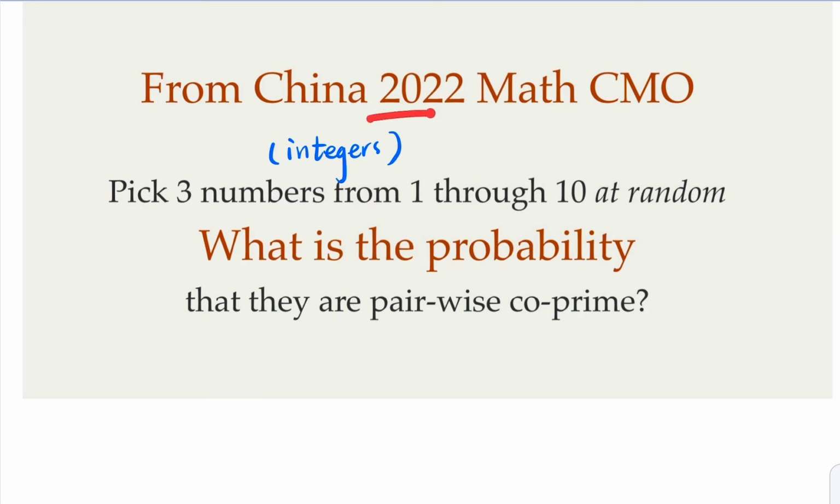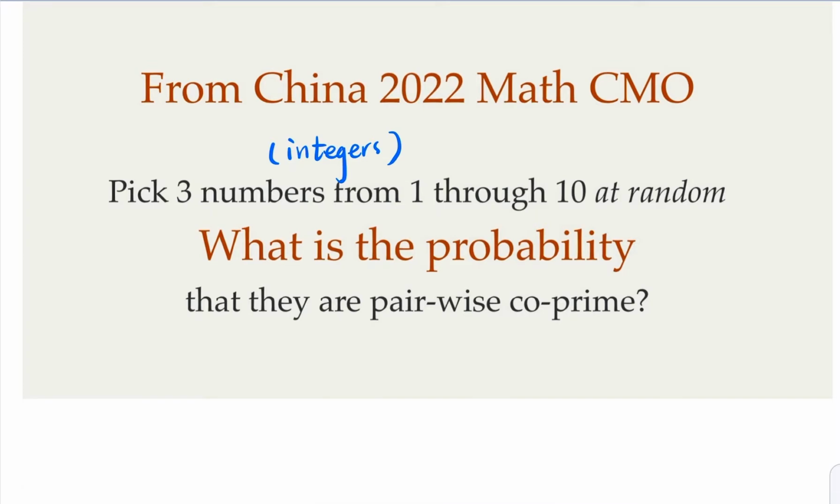This is from the 2022 China Math Competition. We pick three numbers at random from 1 through 10, integers only. What is the probability that they are pairwise co-prime? In other words, they do not share any common factors pairwise.